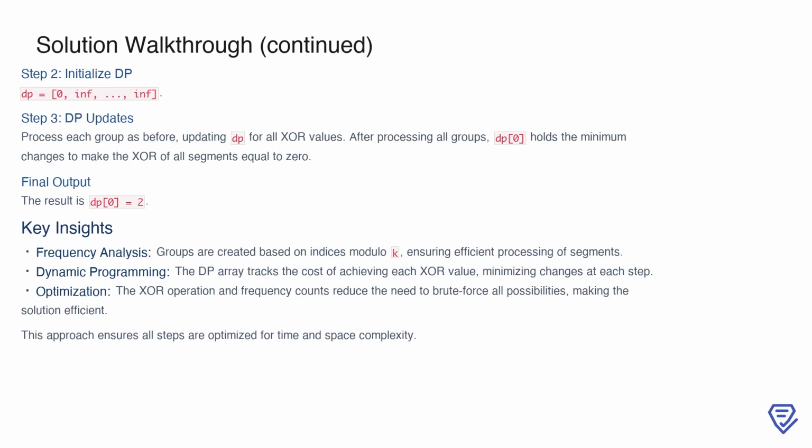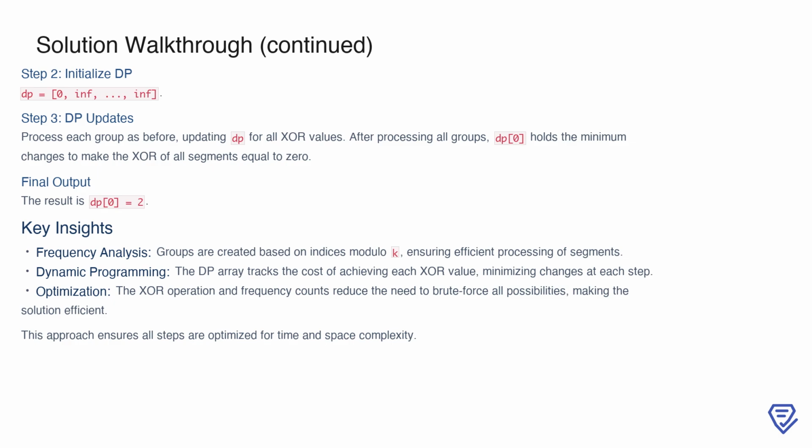Once the groups are formed, we initialize the DP array as before, with DP0 set to 0 and all other values set to infinity. Then, for each group, we update the DP array by iterating over all XOR values and minimizing the cost for each target XOR. This involves considering the current DP values and the frequency of keys within the group. After processing all groups, DP0 holds the minimum number of changes required to make the XOR of all segments equal to 0. In this example, the result is DP0 equals 2.